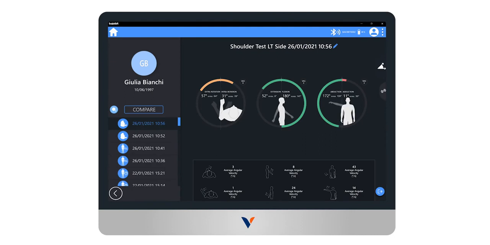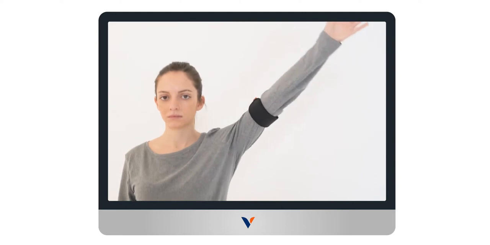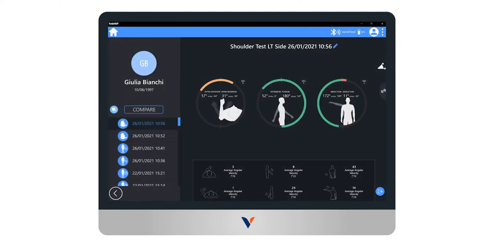A color scale is displayed on the outside of the ring, where the green color represents the amplitude of the movement that falls within the optimal range, orange if there's a slight restriction of the range of movement, red if the restriction is severe.